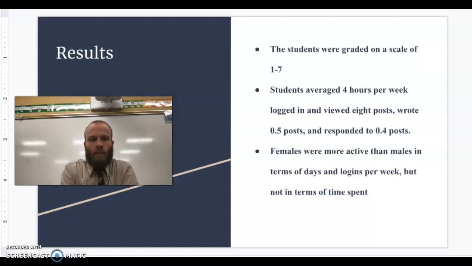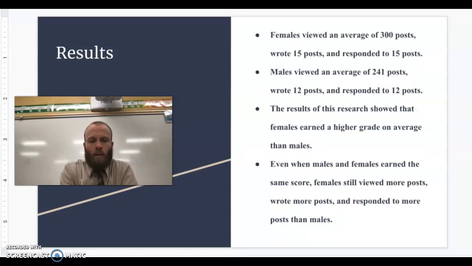And just a couple of general things that the researchers found. Students averaged about 4 hours per week, logged in and viewed 8 posts, and they averaged about half a post written and responded to about 4/10 of a post. The research also found that females were more active than males in terms of days and logins per week, but not necessarily in terms of time spent.